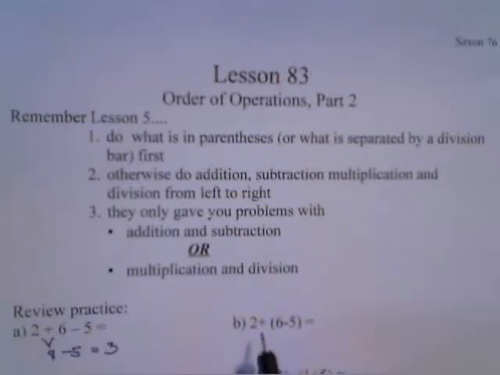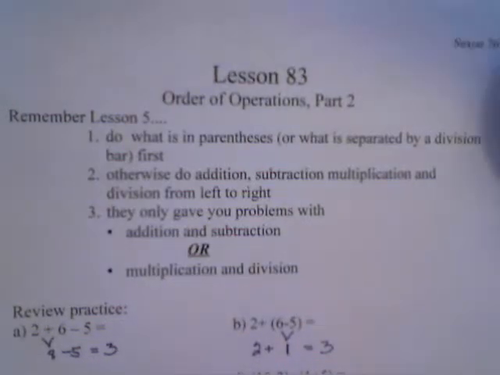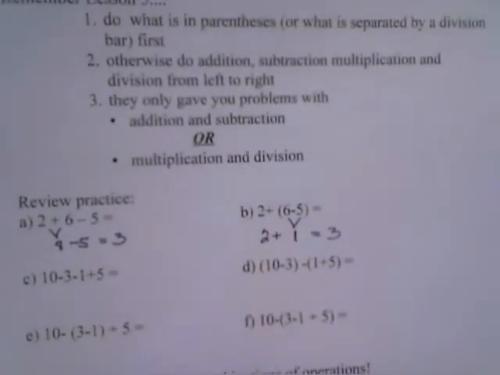Then on B, we've got the same exact problem, except we have a parentheses around the 6 minus 5. So that tells us to do that part first, and 6 minus 5 is 1. So once I figure out the answer to what's in parentheses, then I put on the rest of the equation, and I get 2 plus 1 is 3. So in this case, it came out to be 3 for A and B, and the parentheses didn't make a difference. But let's look at C and D on your papers.